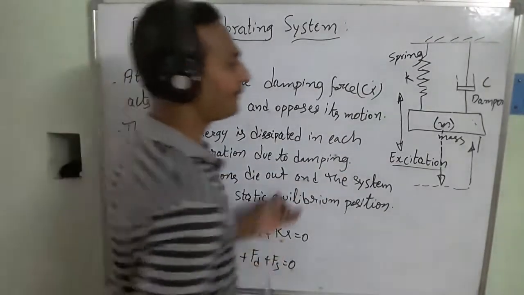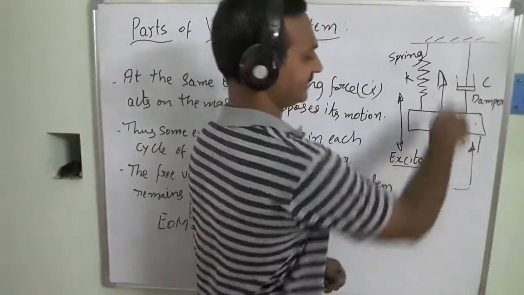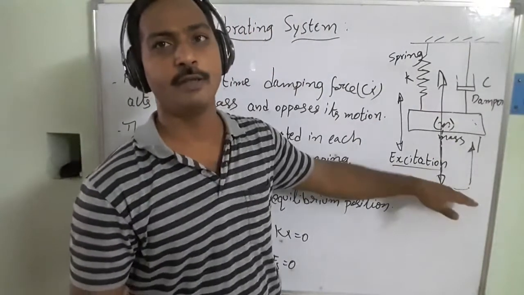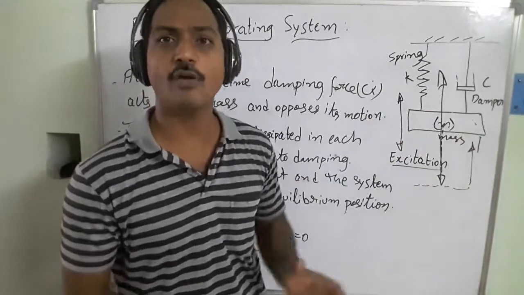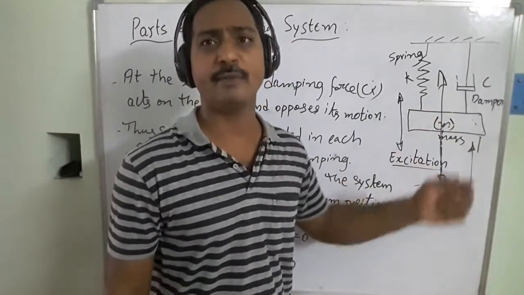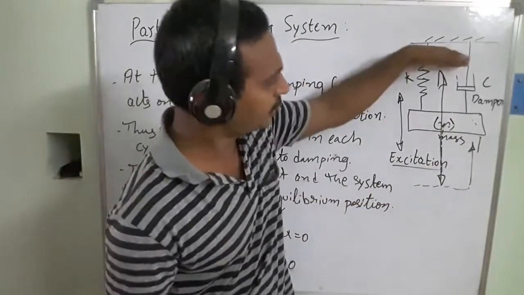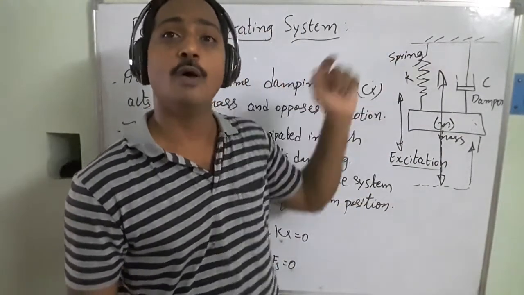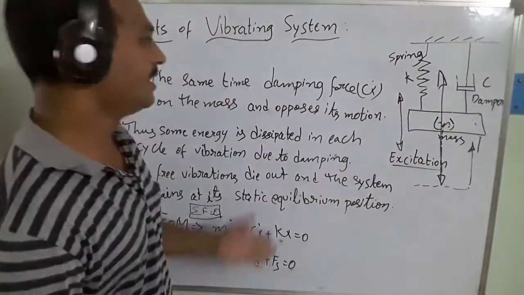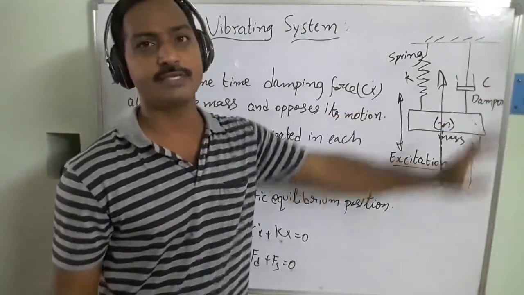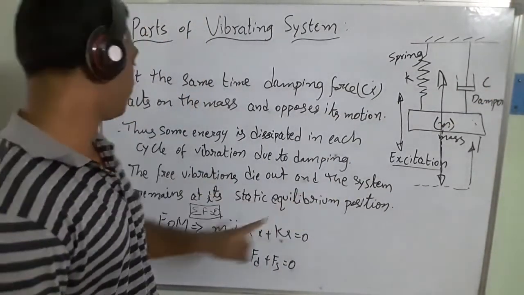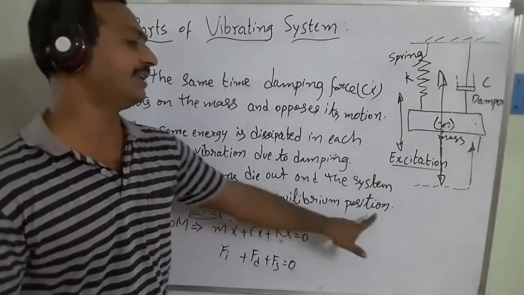And then what will happen? This system is going to vibrate like this. It will go in the downward direction and upward direction. But it can't stop at the main position because it already possesses some energy. At the main position, it has the maximum kinetic energy. At the extreme positions, it has the maximum potential energy. That's the way energy conservation takes place. The heat energy is dissipated from this system. So the free vibrations die out and the system remains at its static equilibrium position.